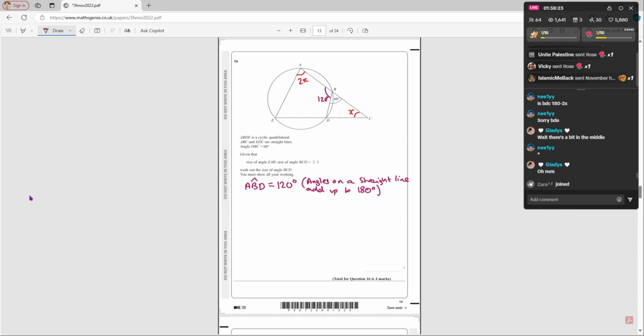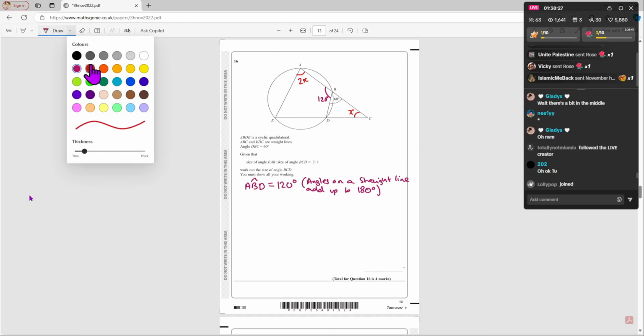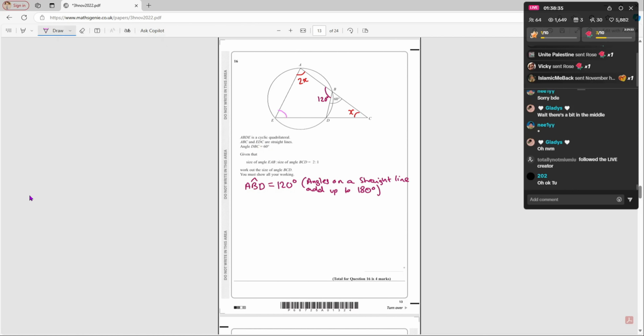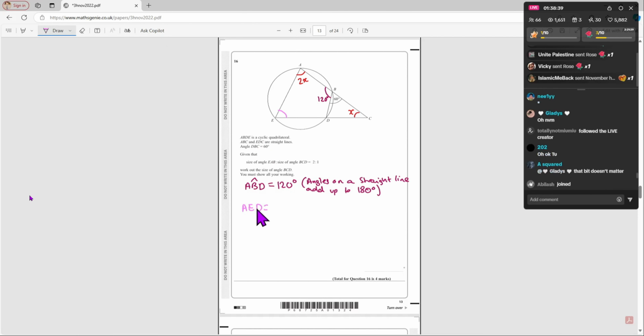Okay? So now once we've done that, now we can work out this angle over here. Does anyone know the circle theorem for this? It's going to be a circle theorem. What's going to be angle AED? In the chat, what's going to be angle AED? It's going to be 60 degrees. Well done.